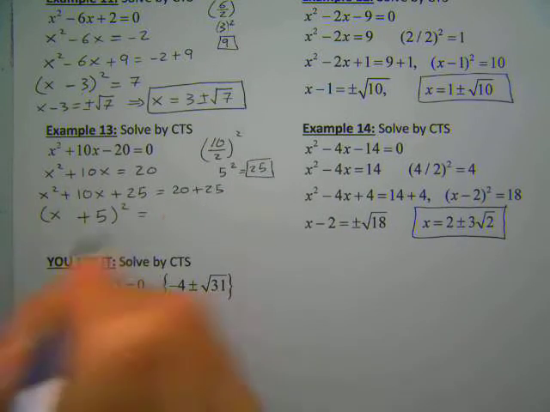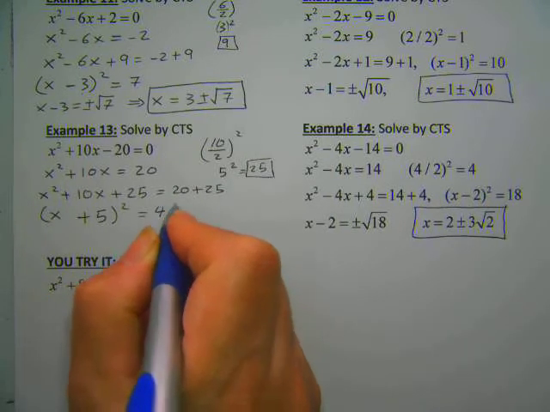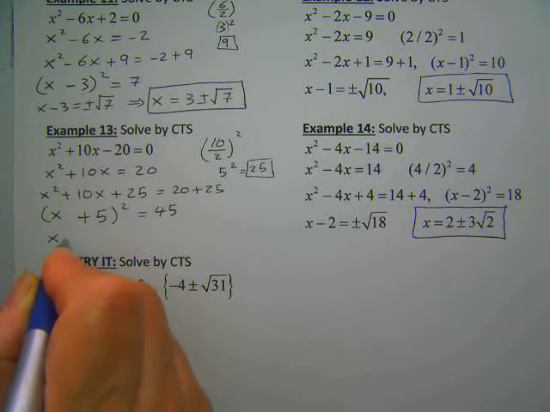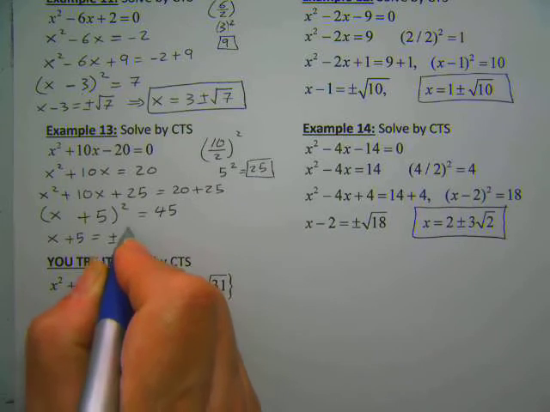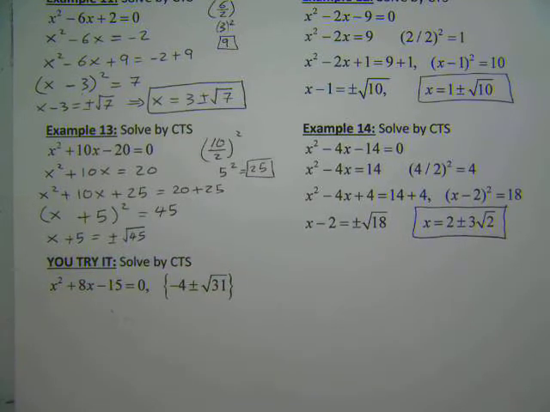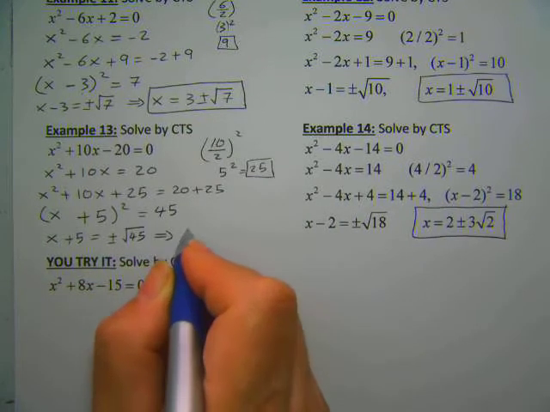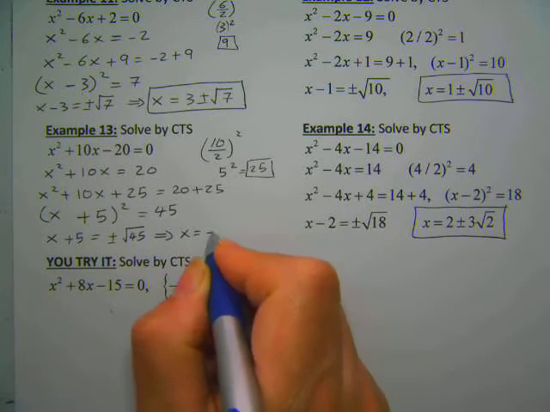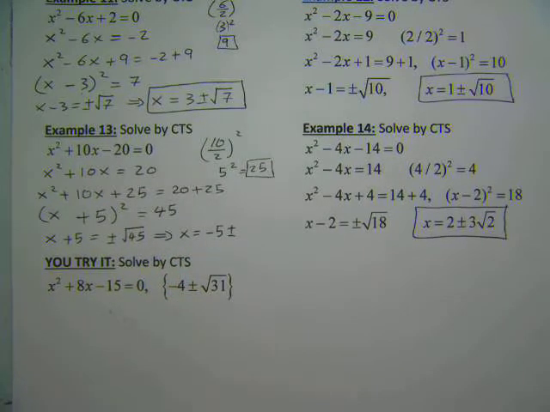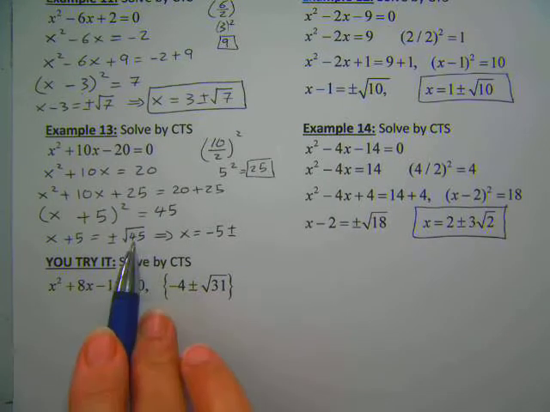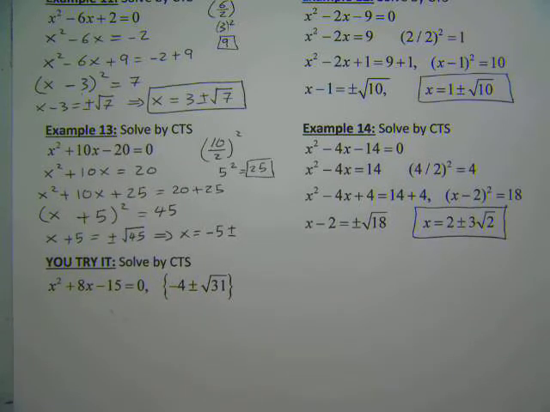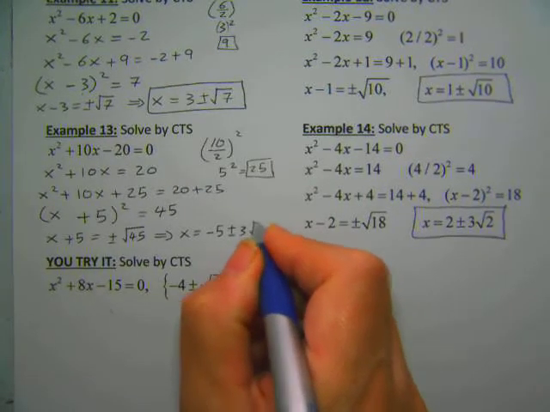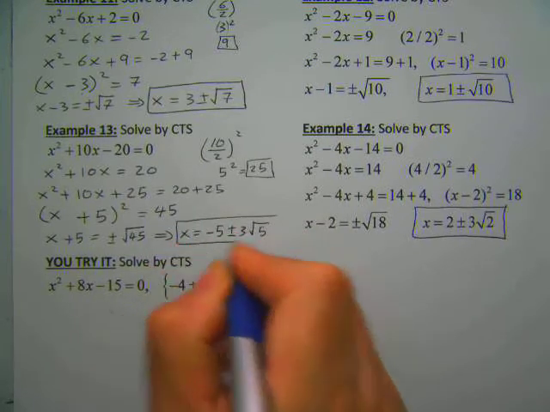Now 20 plus 25 is 45. The square root property tells me that x plus 5, because it's squared, is equal to plus or minus root 45. And finally, move the 5, so it's going to become negative 5 plus or minus. We have to simplify. What's inside the square root is 45, which is 9 times 5. The 9 comes out as 3 root 5.